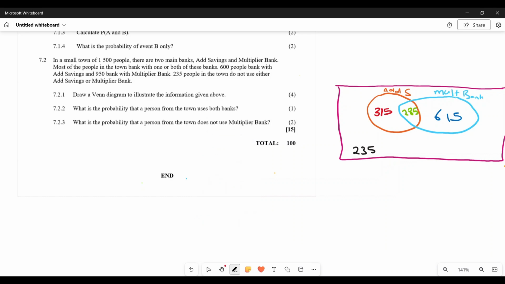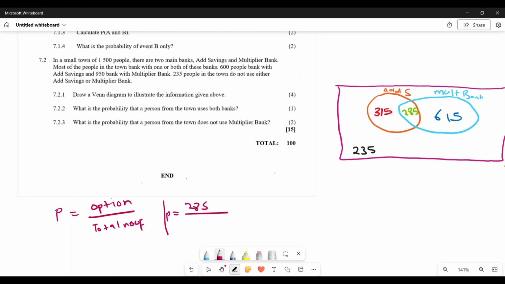Now, what is the probability that a person from the town uses both banks? So how would we go about doing this? Remember the formula for probability. It is the option that you are looking for over the total number of options. Or if you want to make this in terms of people, it is the number of people in a certain group you're looking for, over the total number of people. So for this case, how many people are using both banks? 285. How many people do we have in total? We have 1,500 people. Now, we can calculate our probability, which is 285 divided by 1,500. And the probability of people using both banks will be 0.19.